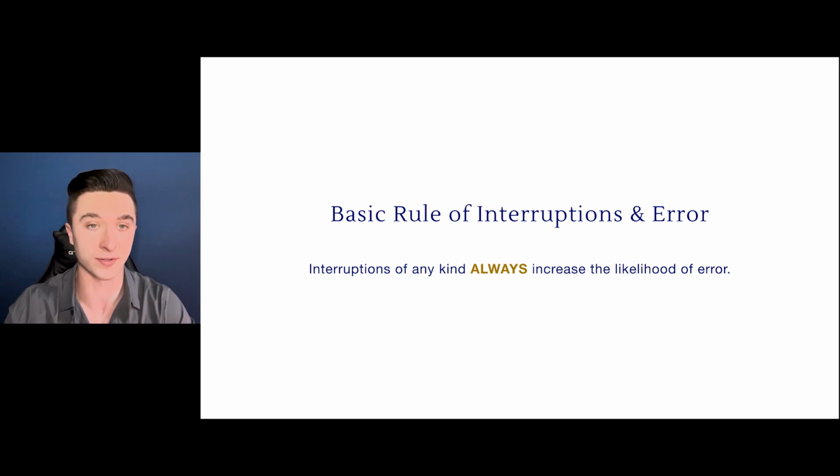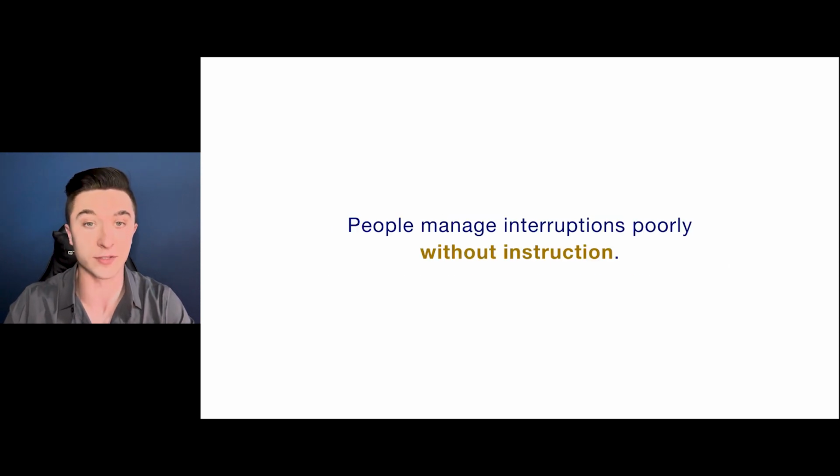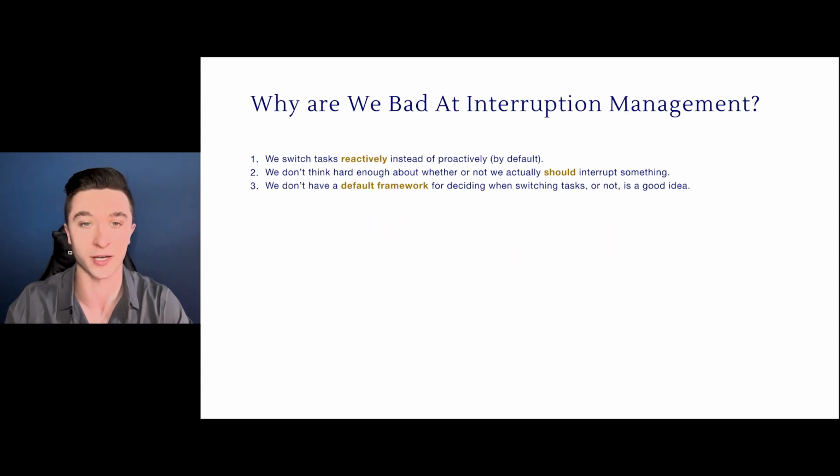Now, this connection happens, in part, due to the fact that people do not manage interruptions well without instruction. This is because most people switch tasks reactively in response to an interruption. To switch reactively means that when an interruption happens, people will usually attend to the interruption as soon as cognitive resources become available, regardless of whether switching tasks is actually beneficial or detrimental to the overall task performance. Basically, people don't automatically have a framework for deciding when switching tasks or not is a good idea. And this is the core issue that is underlying the link between interruptions and error. Throughout these lessons, you will learn how to make the correct decision quickly when you are faced with an interruption.